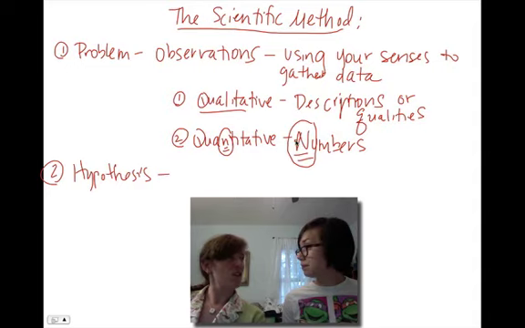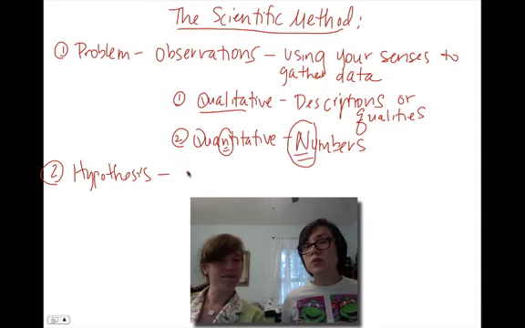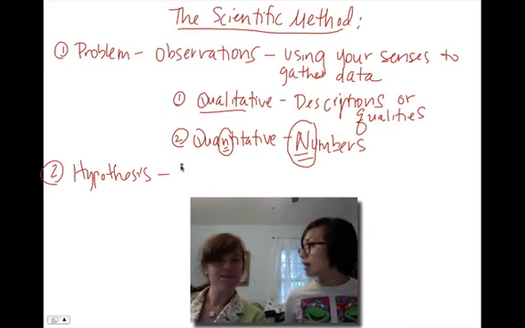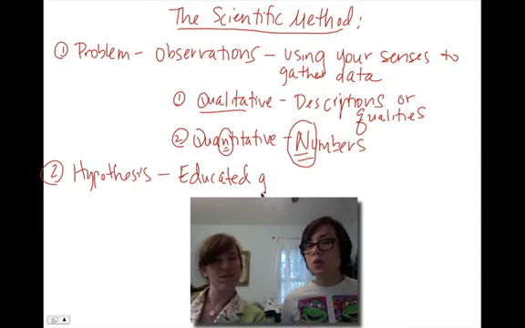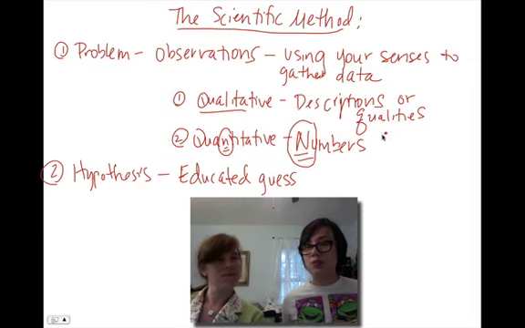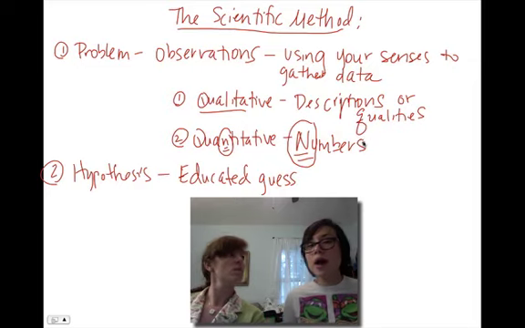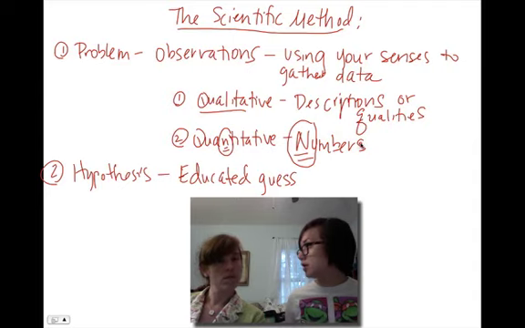So what is the definition of a hypothesis? Generally, we refer to a hypothesis as an educated guess. What does that mean, educated guess? So that means in order to make an educated guess, you have to have made some observations. So a hypothesis relies on good qualitative and quantitative observations.